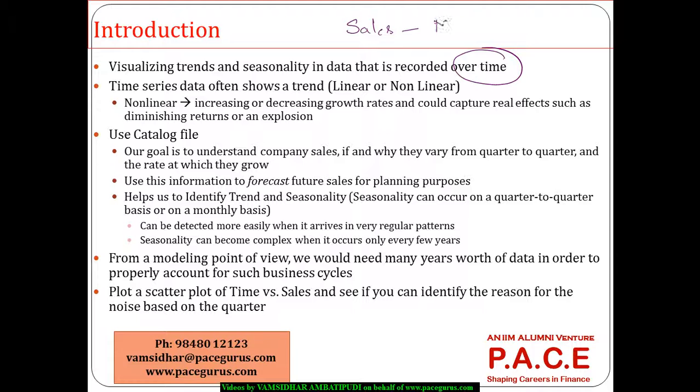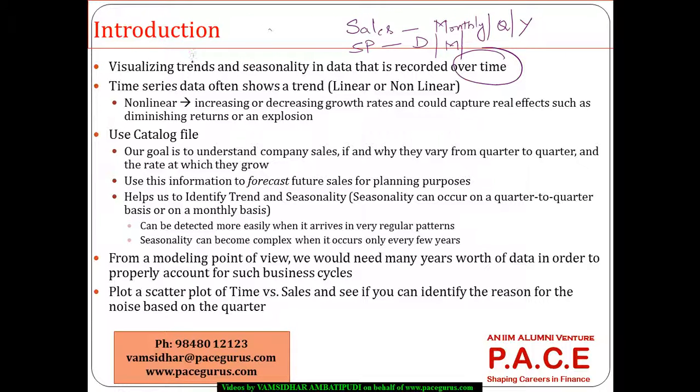Across time means I can collect the monthly sales, or I can talk about quarterly sales or yearly sales, whatever it is. Or similarly, stock prices. I can talk about the daily stock price or monthly average or some such kind of stuff. So you can think of some targets, daily target, monthly target.